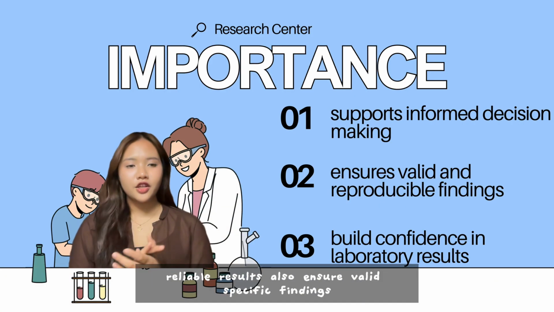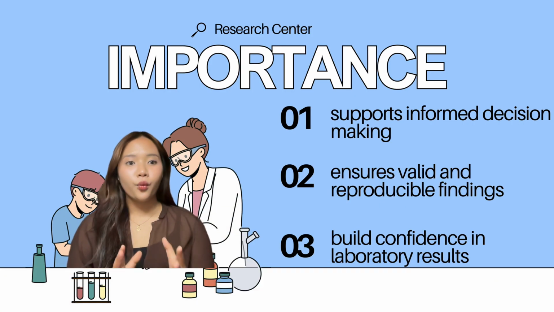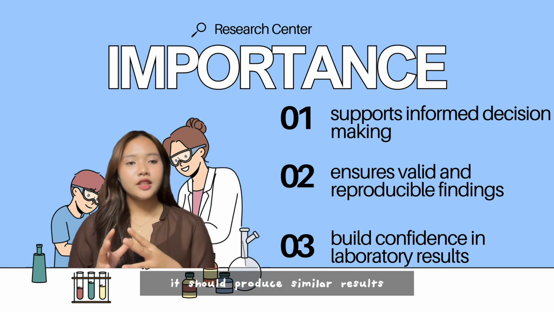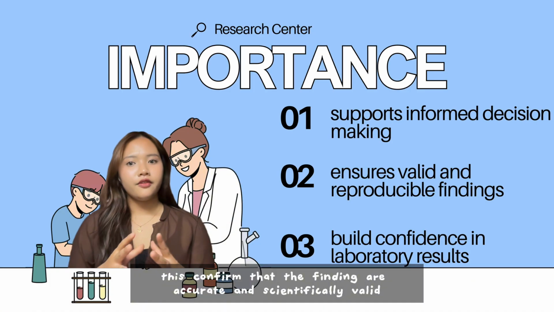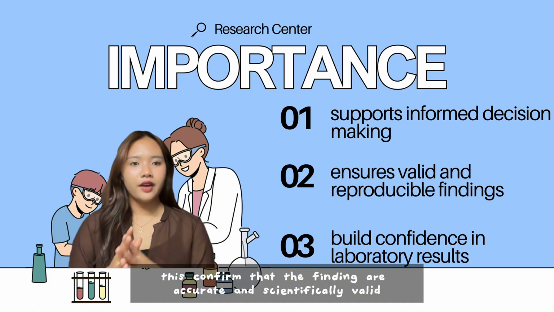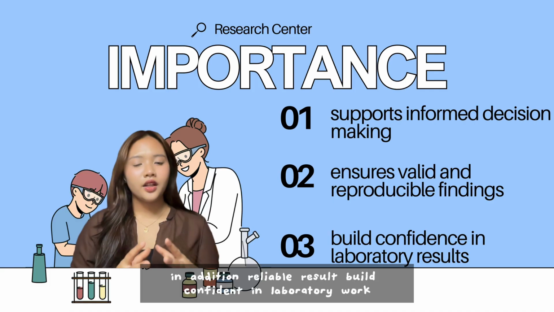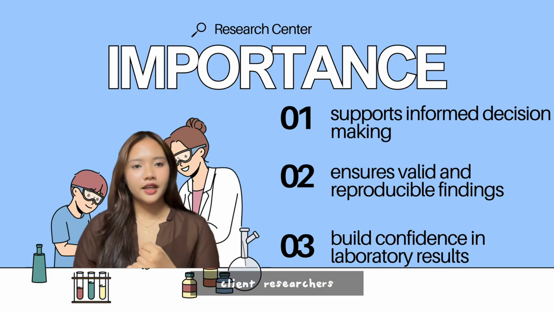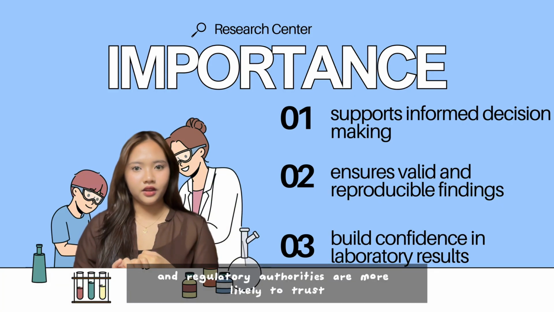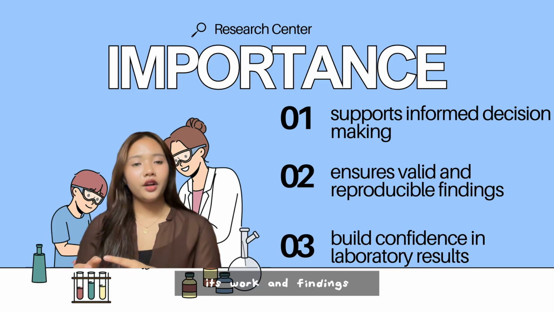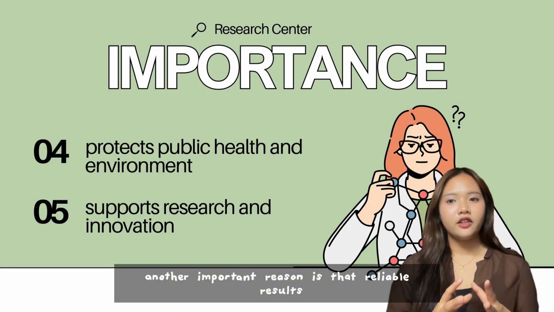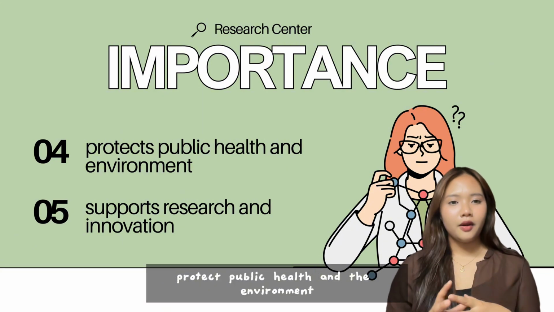Reliable results also ensure valid scientific findings. When an experiment is repeated under the same conditions, it should produce similar results. This confirms that the findings are accurate and scientifically valid. In addition, reliable results build confidence in laboratory work. When a laboratory consistently produces accurate results, clients, researchers, and regulatory authorities are more likely to trust its work and findings. Another important reason is that reliable results protect public health and the environment.